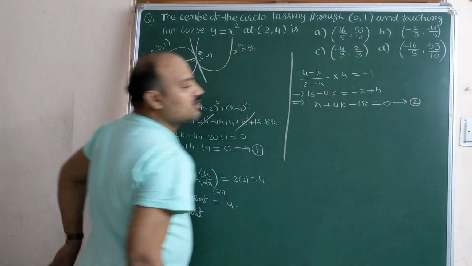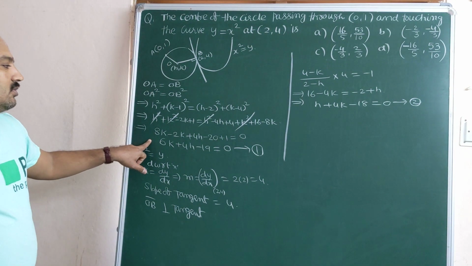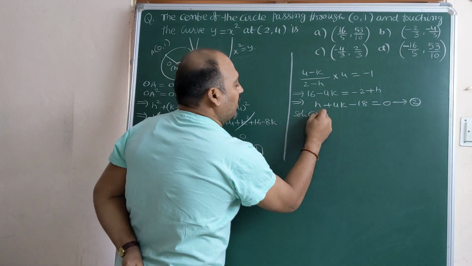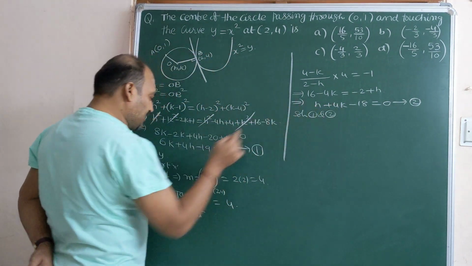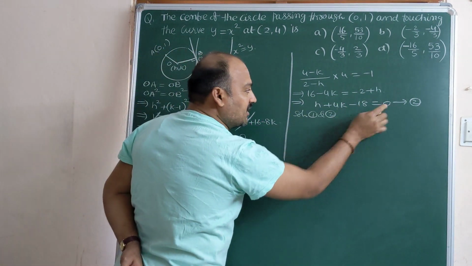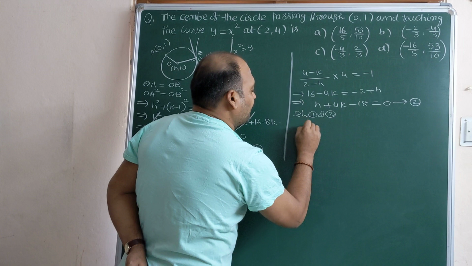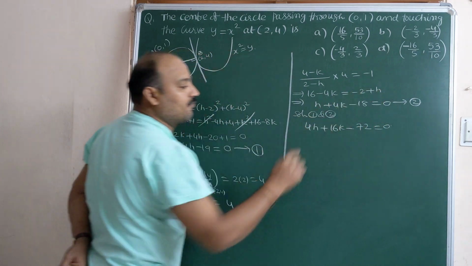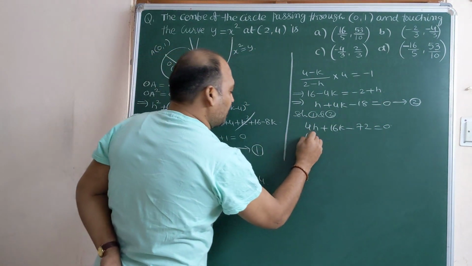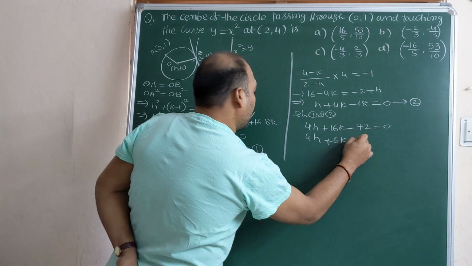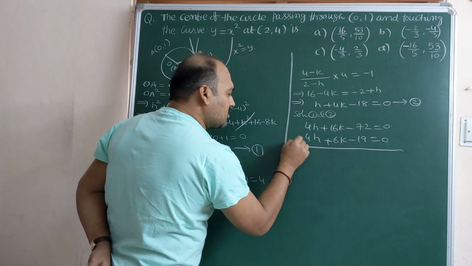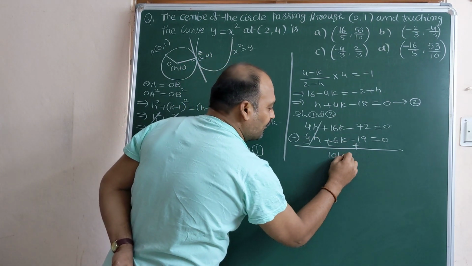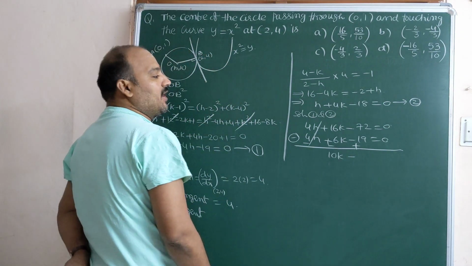Equation number 2. Solving these two, equation 1 and 2. Here h is there, here 4h is there. So this equation multiplying by 4: 4h plus 16k minus 72 equal to 0, dear students. And here 4h plus 6k minus 19. Subtracting, sign change. These two will be cancelled. 10k equals minus 72 minus 19.